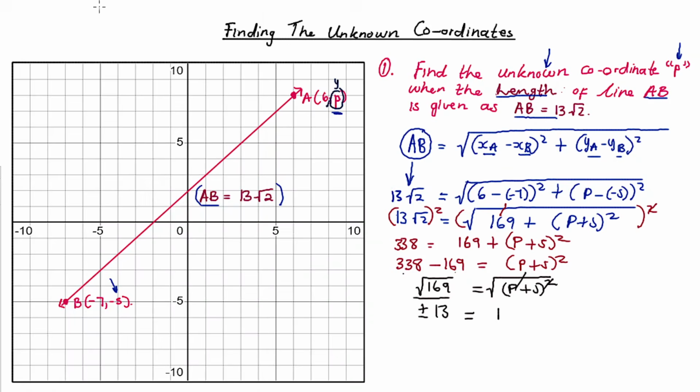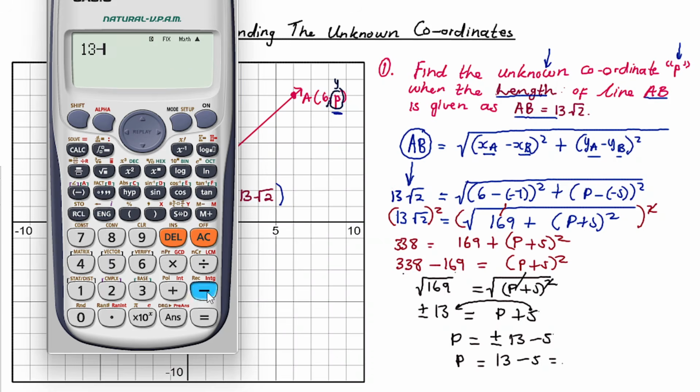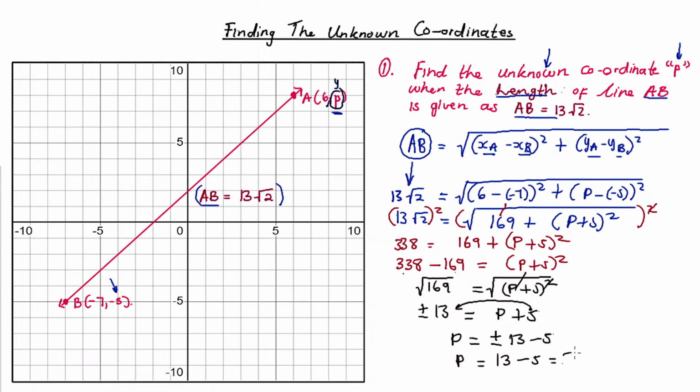Taking the square root of a number, it leaves a plus or a minus. I'm now left with p plus 5. So p is now going to be equal to, we take this 5 and transpose it over to the left hand side. So this is plus minus 13 minus 5. So I have two p values. It's plus 13 minus 5, which gives me 13 minus 5, it's 8.